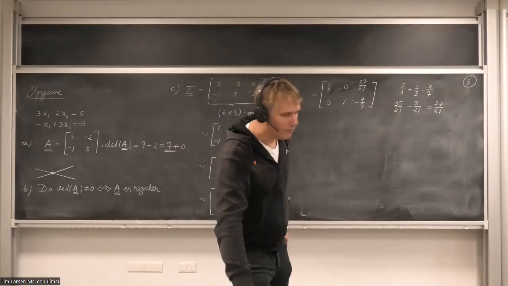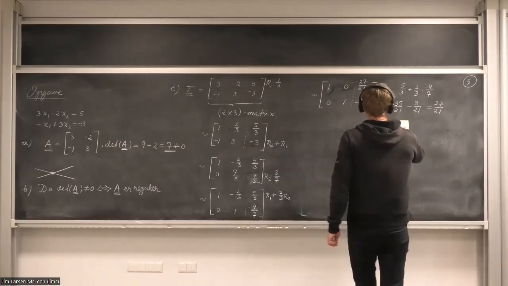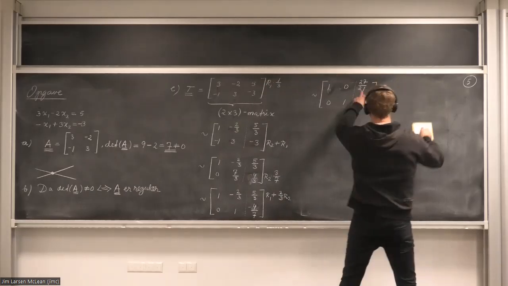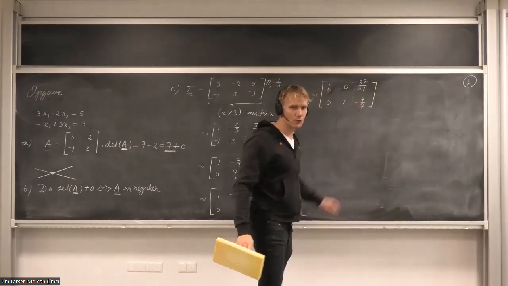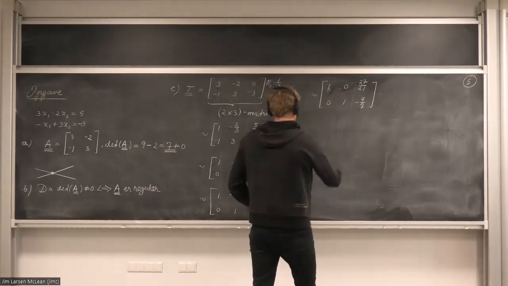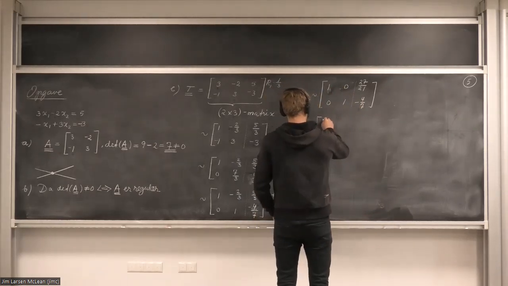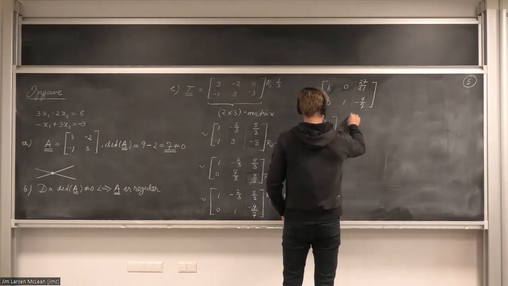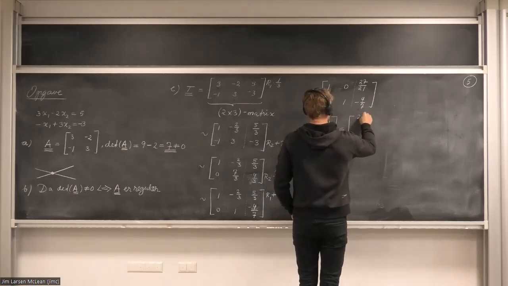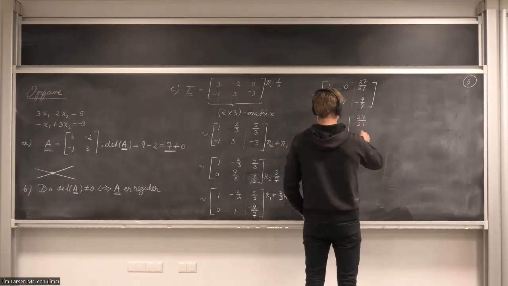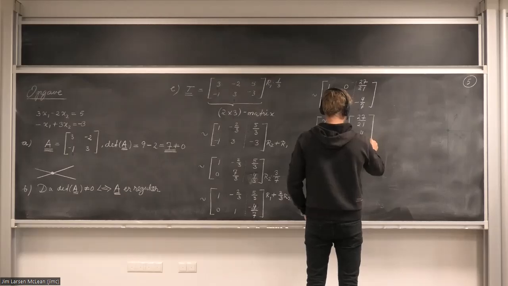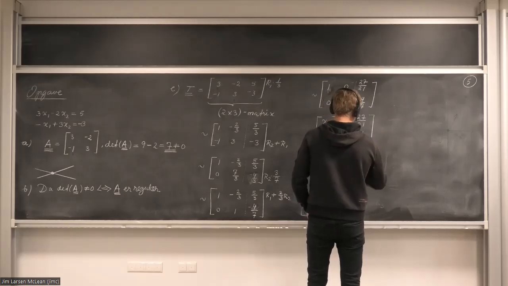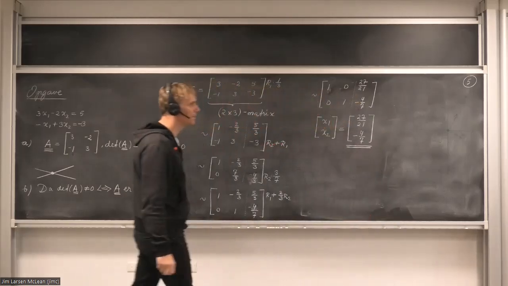So that means we have now found the solution. Up here is x1 and here is x2. So we can write the solution like this: 27 over 21 and minus 4 over 7. And that was the solution.